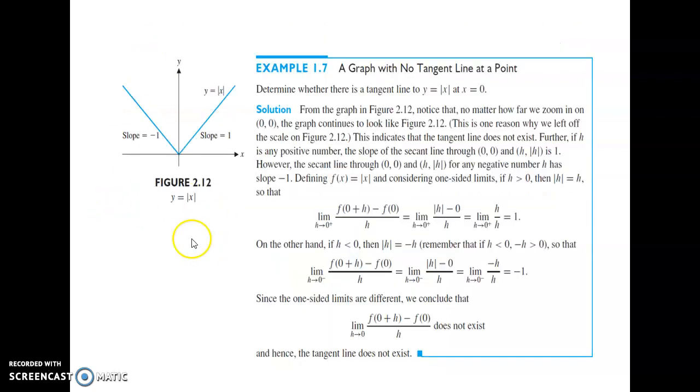So this is an example: determine whether there is a tangent line to this graph at x equal to 0. So what I will be doing here is finding the tangent line to this graph at x equal to 0. That means I find the left hand limit. The limit of the slope of the tangent line, that is the right limit, I will find. So the limit of the quantity as h tends to 0 plus. Note that this is the absolute value function.